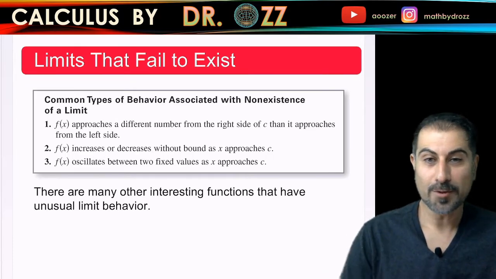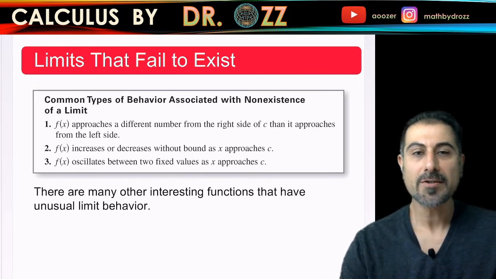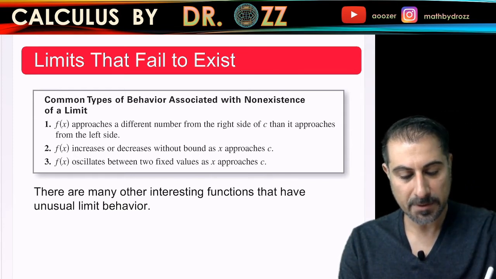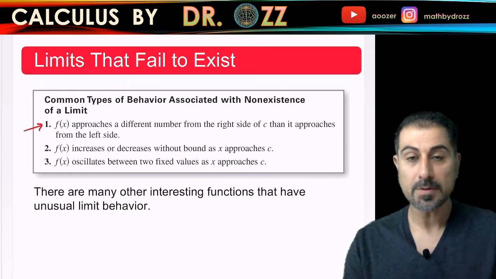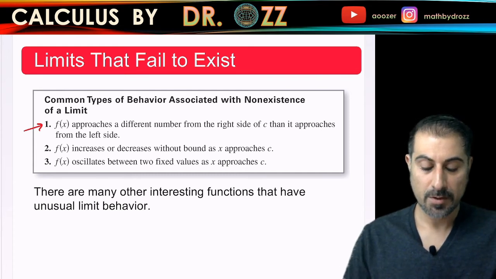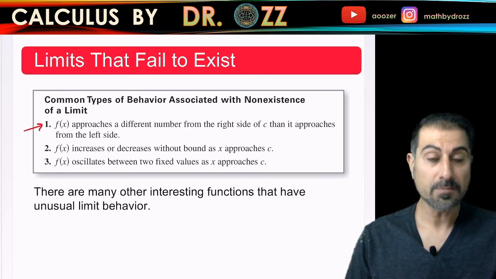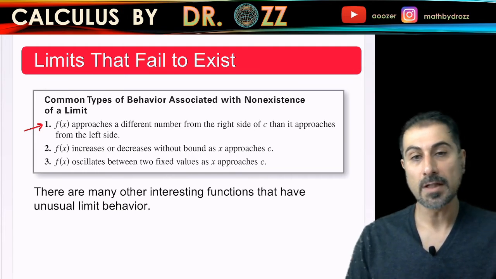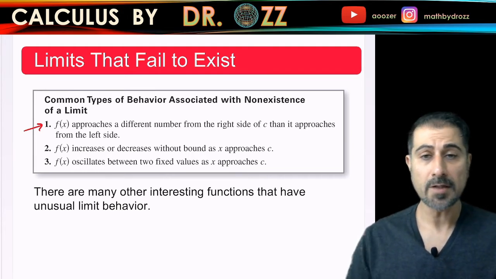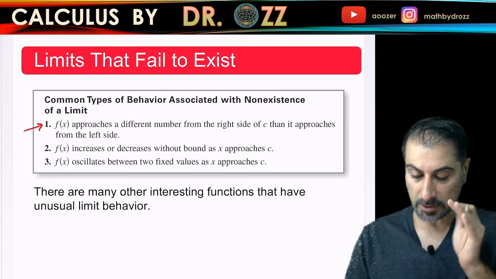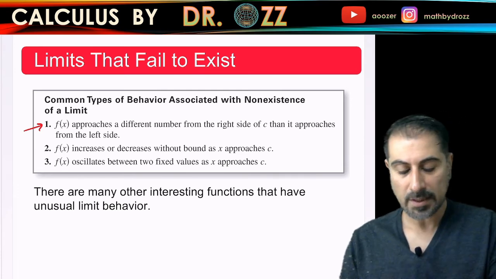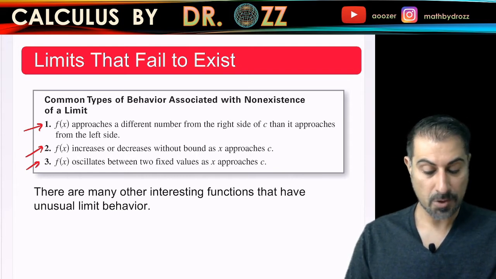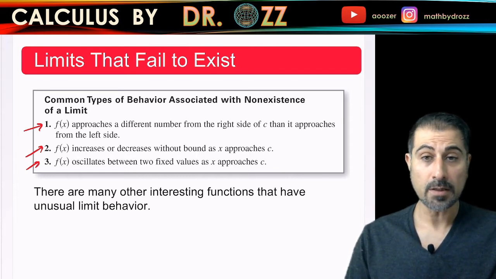All right, let's go over common types of behavior associated with non-existence of a limit. The very first case scenario is in fact the example I just went through. So f of x approaches a different number from the right side of c than it approaches from the left side. That's a very common behavior, and we just did an example for that. And for the second and third examples, I'm going to show a few animations on Desmos.